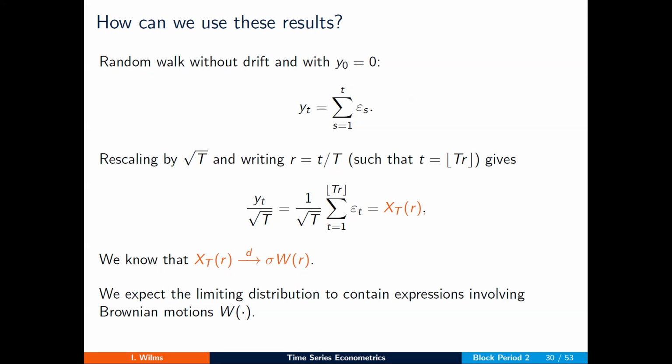So we will be rewriting our partial sums of the errors in this format, such that we can then make use of the functional central limit theorem or the continuous mapping theorem if we have certain functions of it. So it also won't be, hopefully, a surprise then that our limiting distributions will contain expressions with Brownian motions. And in the next video, we will dive into these derivations.